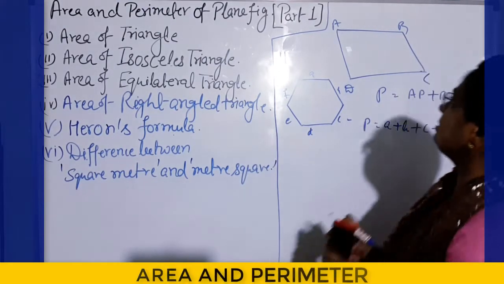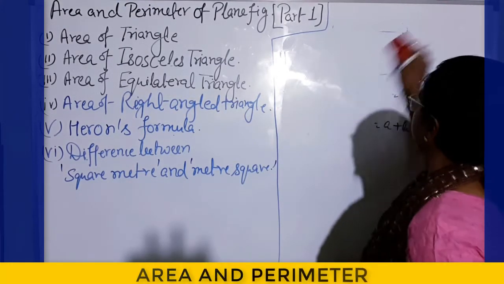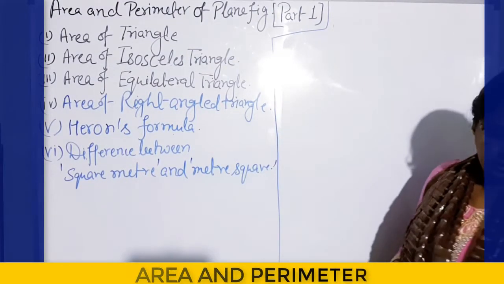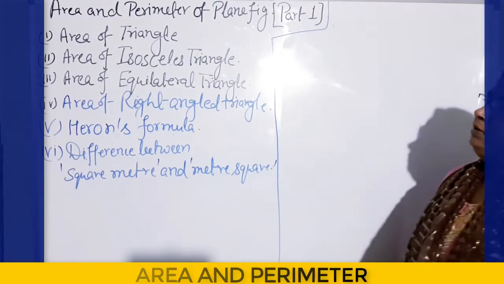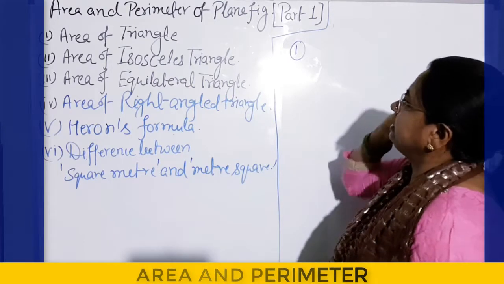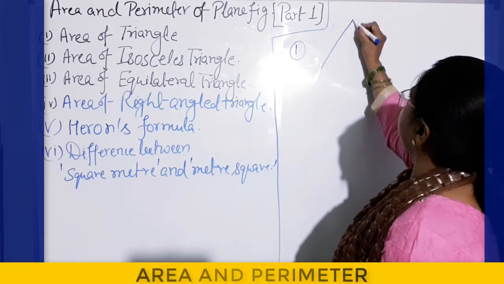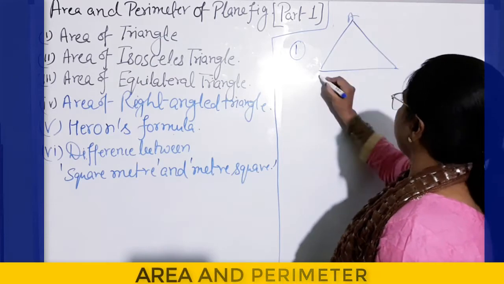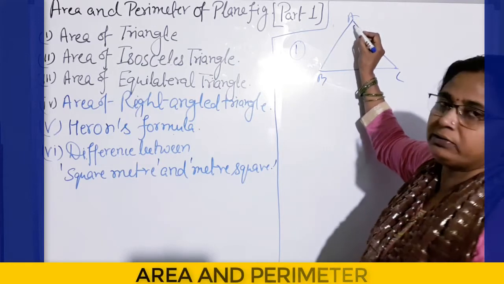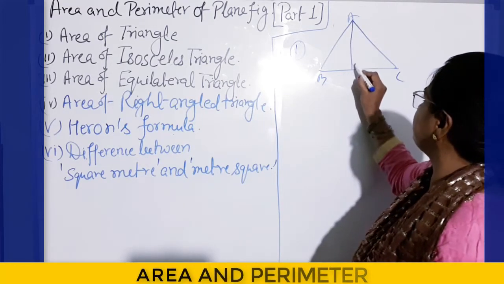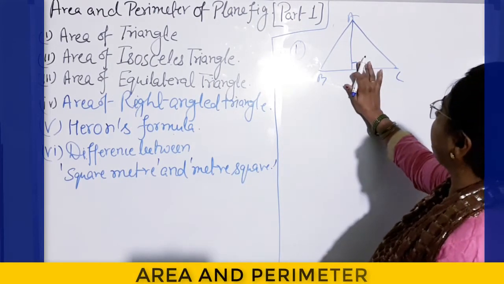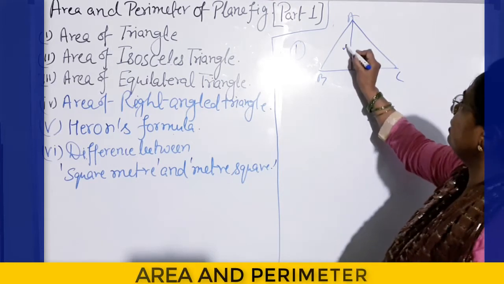Now the second topic is area, which is an important thing for your exercise. Area of triangle. First number, area of triangle. Suppose a triangle ABC, any shaped triangle is given, and height means the perpendicular drawn from the vertex to the base. The perpendicular drawn from the vertex to the base is height.